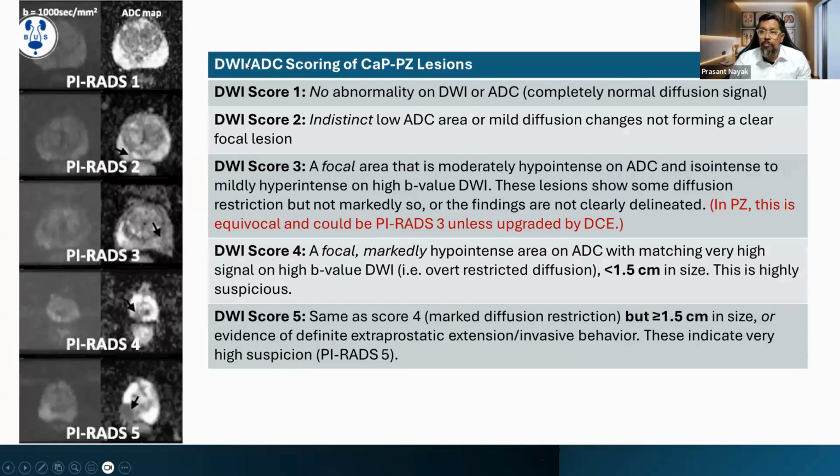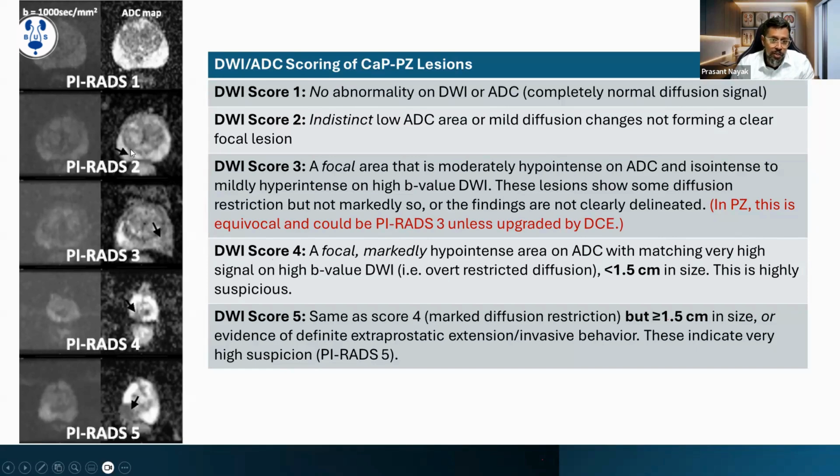So how do we score based on DWI and ADC scoring of the peripheral zone? When you have a DWI score 1, there is no abnormality. On the left side is B1000, which is the DWI. This is an ADC map. First, it's a good idea to look at the ADC. You look at ADC, this entire peripheral zone appears to be white. There is no area appearing dark here. So this is a normal looking peripheral zone. Here also you do not see any area of hyperintensity. So there is no abnormality on either the DWI or ADC. So this is a PI-RADS 1 lesion.